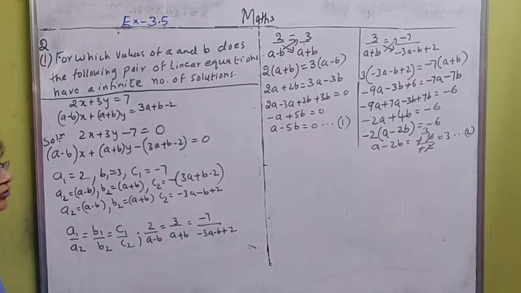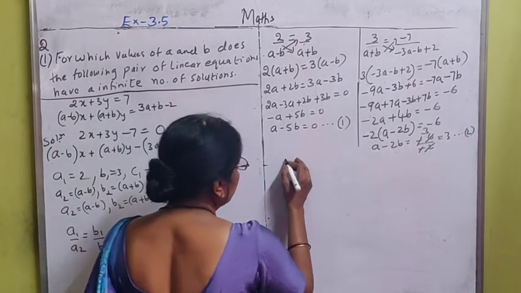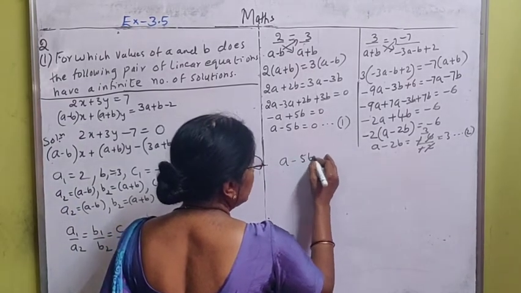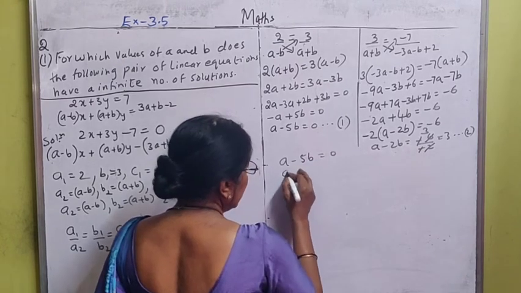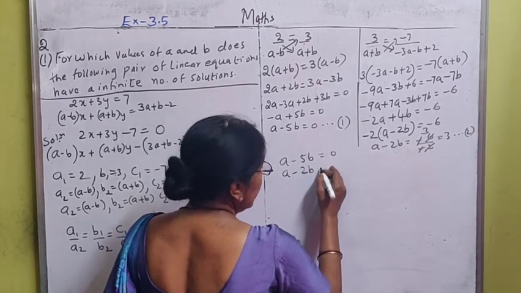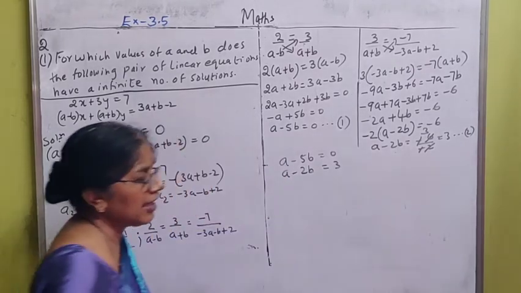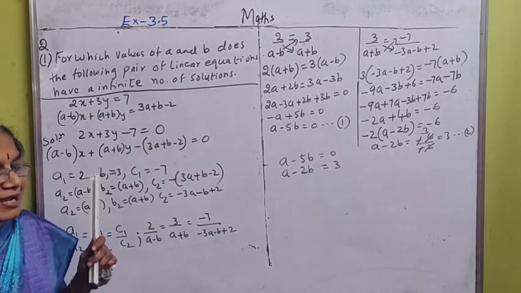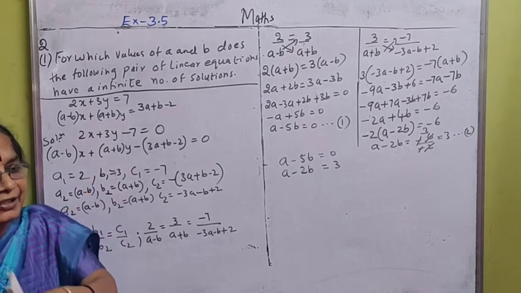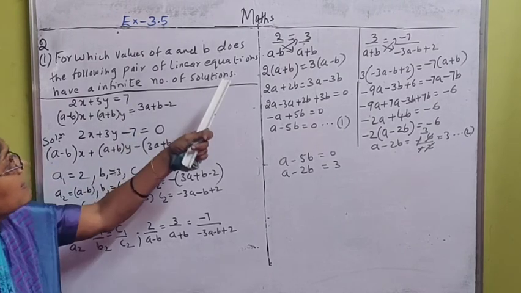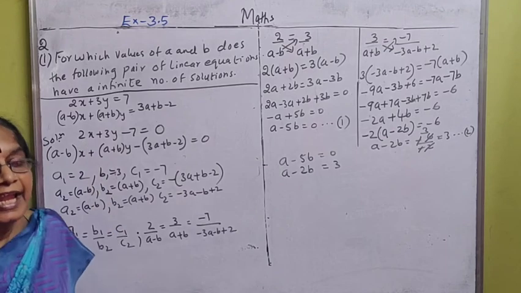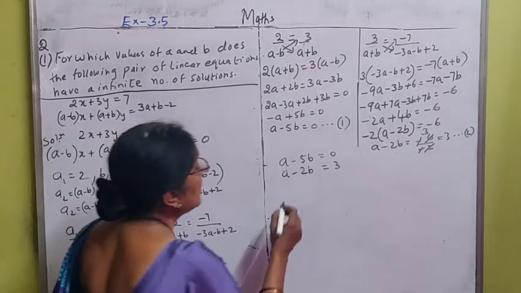Now let us write down both the equations one below the other. A minus 5b is equal to 0. A minus 2b is equal to 3. Now look over here. He has not told any method. Elimination method is the best method. Any method is not mentioned, so we can use any method for this. Let us take the elimination method.